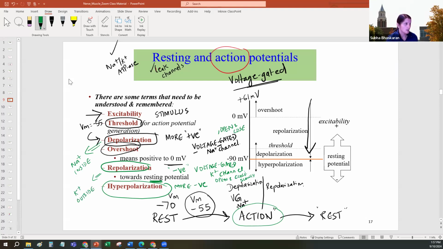So this is also very similar to what happens during the leak channels. Yes or no? They keep going out, out, in. So what comes to the rescue? Our favorite pump.